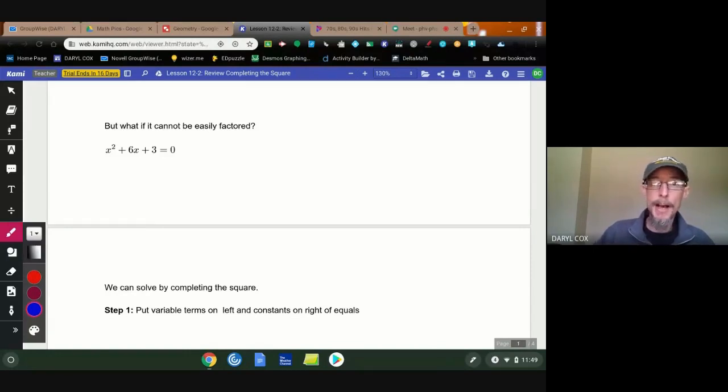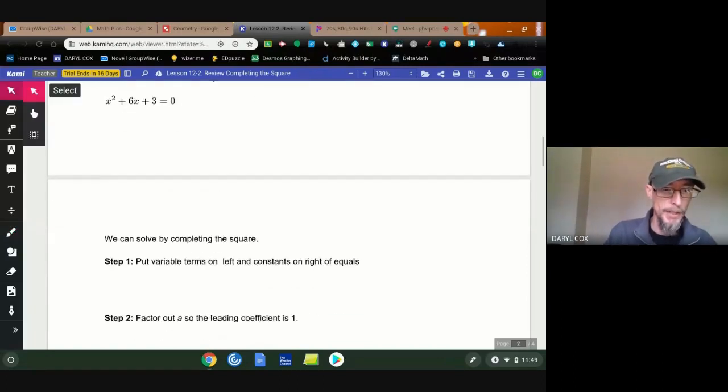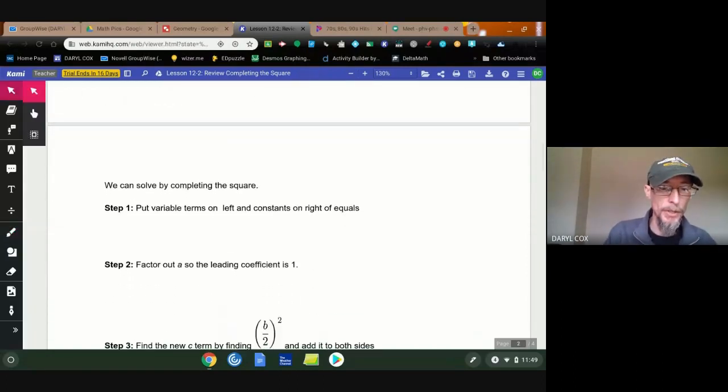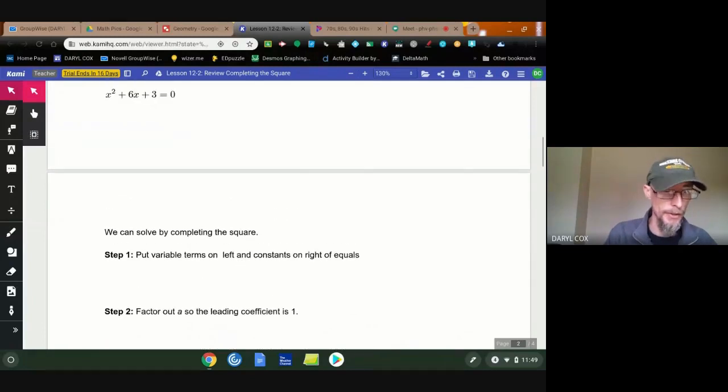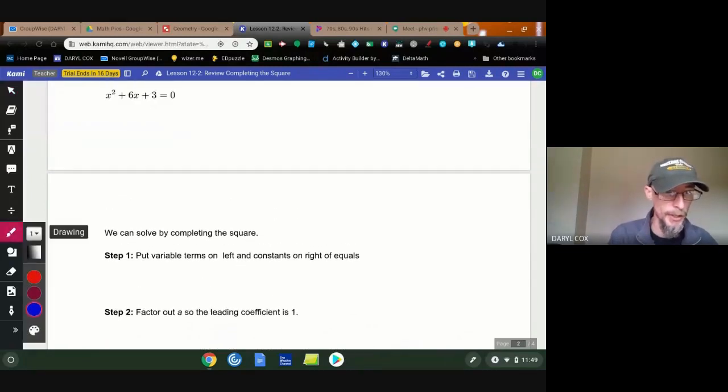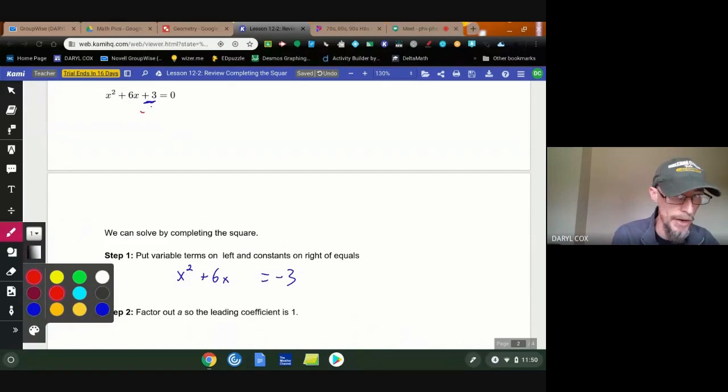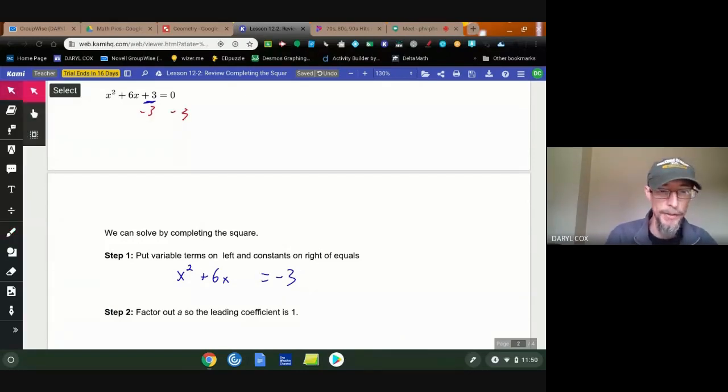So I've broken this down into basic steps of what you want to do to complete the square. So let's start with step 1. Step 1 says put all the variable terms on one side and all the constants on the other. So if I do that, the constant is the thing without a variable. So that's going to be x squared plus 6x on one side and negative 3 on the other. Why negative 3? Because I want to subtract 3 on both sides. Okay? So far, so good.